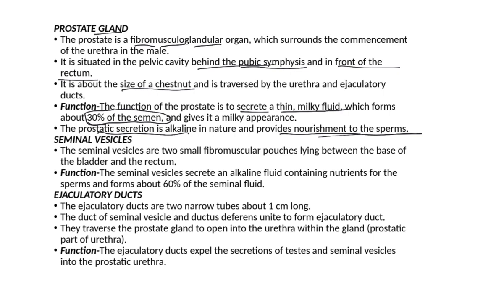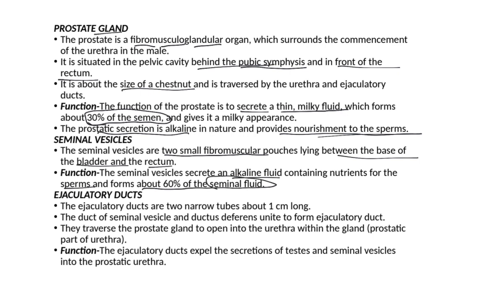The next organ is the seminal vesicles. Seminal vesicles are two small fibromuscular pouches lying between the base of the bladder and the rectum. The seminal vesicles secrete alkaline fluid containing nutrients for sperms and form about 60% of the seminal fluid.